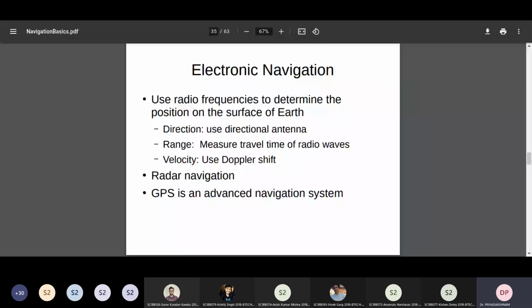GPS is the navigation system which most of you are using. If time permits, we will also discuss the basics of GPS navigation in the class.